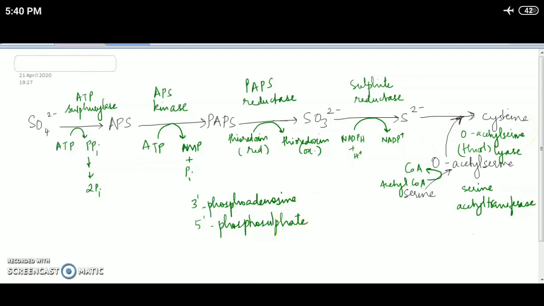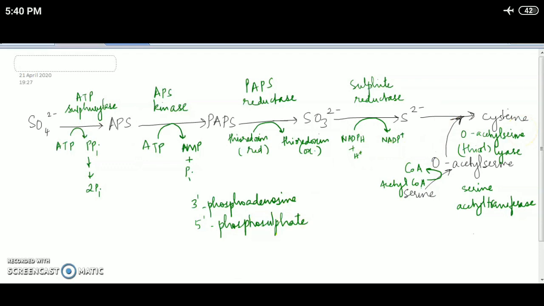Now this sulfide combines with O-acetylserine. Where does this O-acetylserine come from? O-acetylserine comes from serine. Serine, which is already present in the cell, is acted upon by the enzyme serine acetyl transferase to form O-acetylserine.